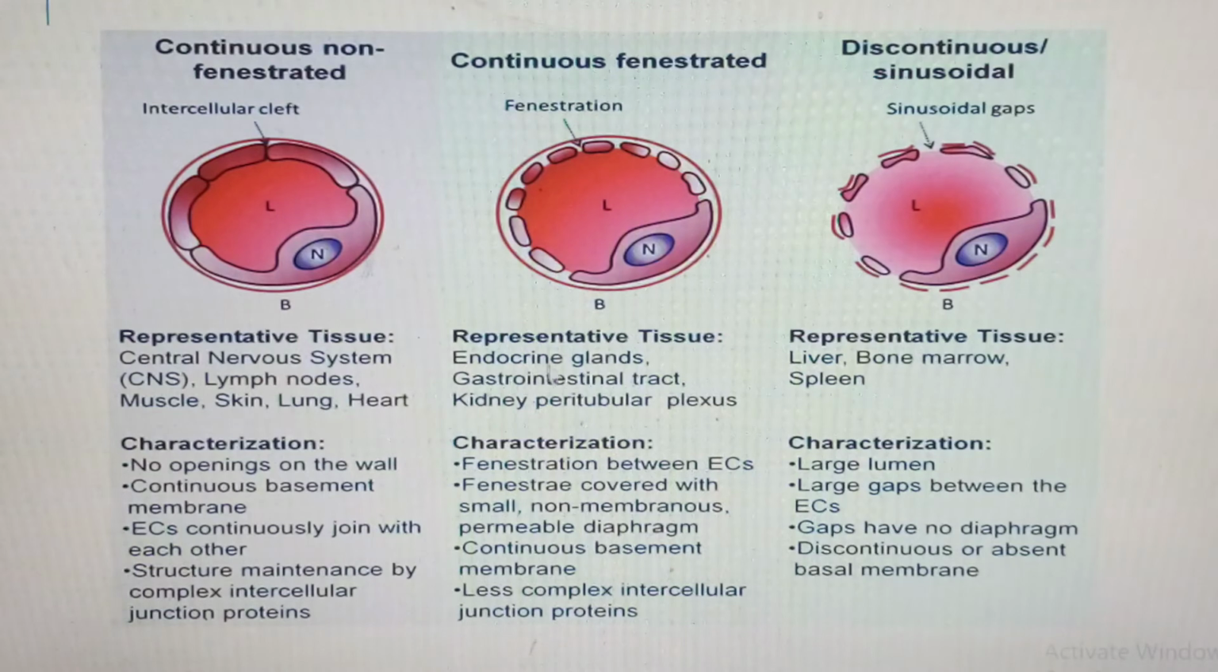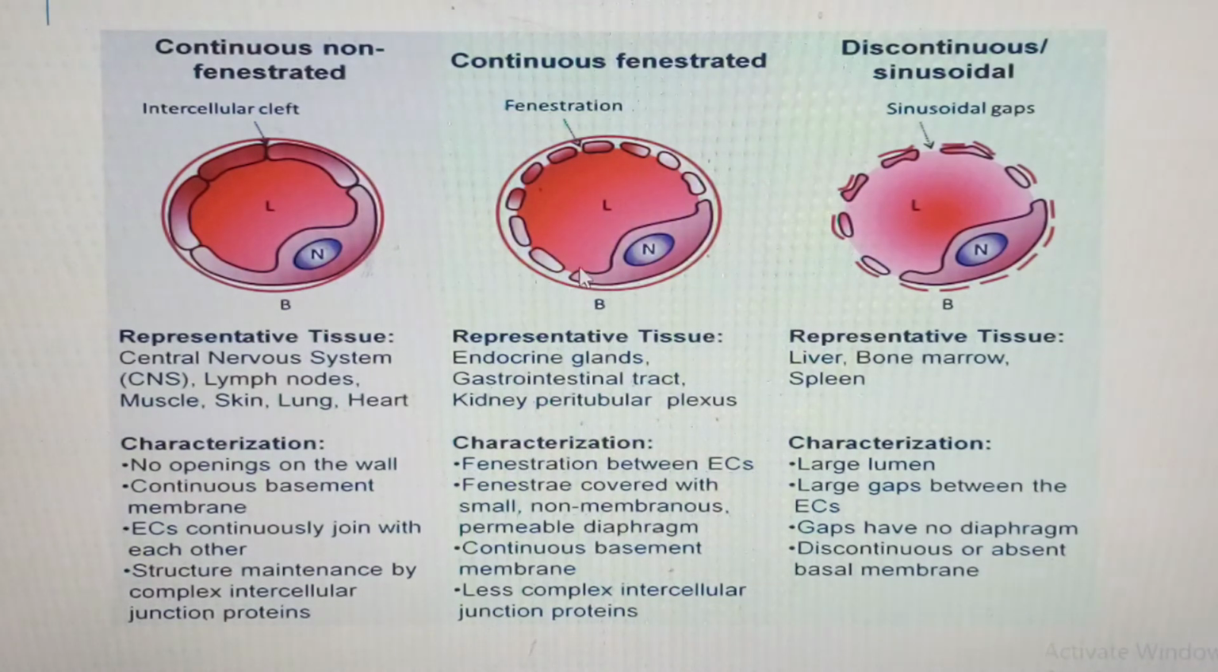They also have some fenestrated capillaries, although it's continuous. But the nomenclature continuous is telling us that the basal lamina is non-fenestrated. The basal lamina is continuous. That gives us the nomenclature continuous. But over here, this one is fenestrated. It has some openings, some pores in the endothelial cells, and then the fenestrations will be covered by a small, non-membranous permeable diaphragm.